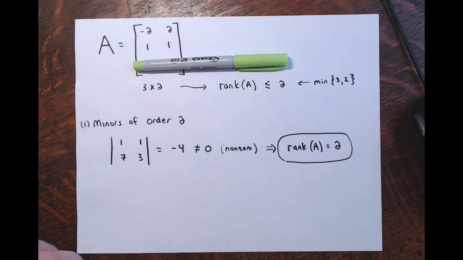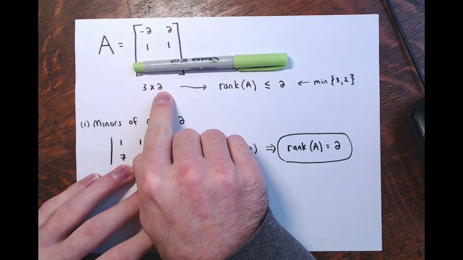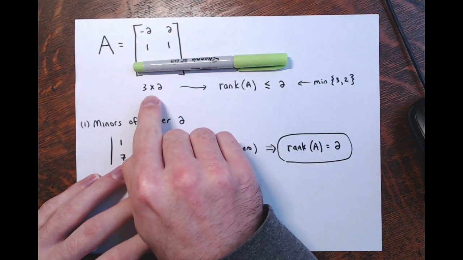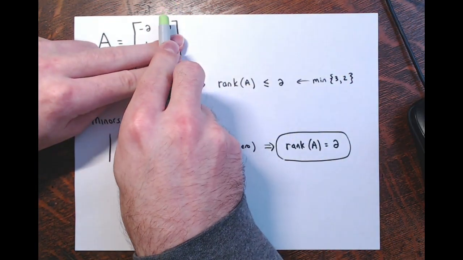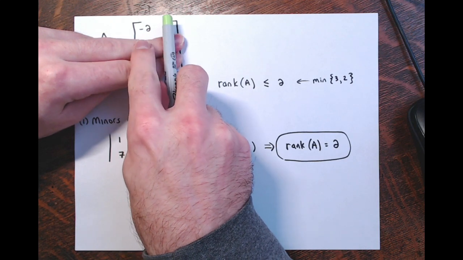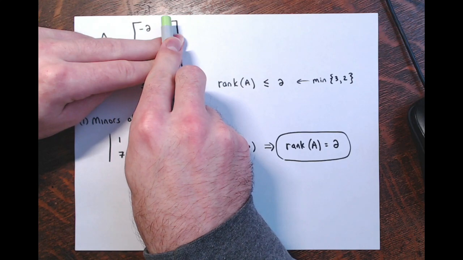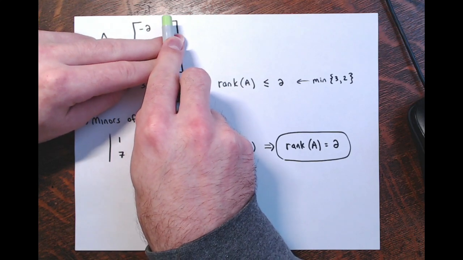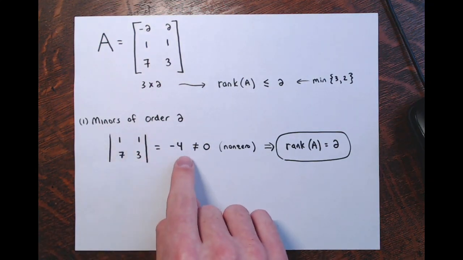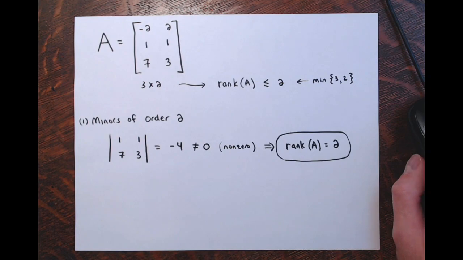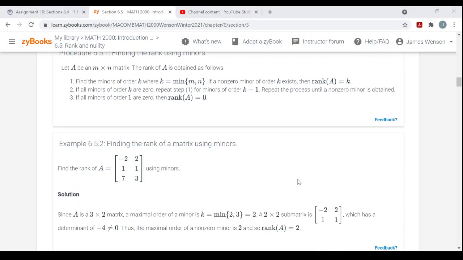Now, if none of those worked, then I'd go down to order 1. I'd have to get rid of 2 rows and 1 column to make 1 by 1s. So say I got rid of these 2 rows and the second column. There's that -2 that you're seeing. That's a 1 by 1 submatrix, and its determinant would be -2. So that's not 0, but we found some minors of order 2 with a non-zero determinant. So this matrix has a rank of 2, the one with the largest order.